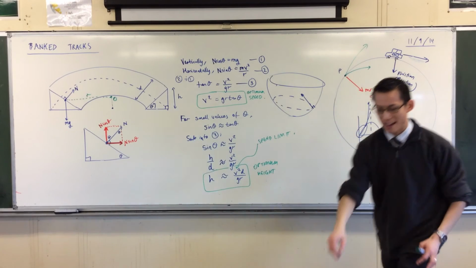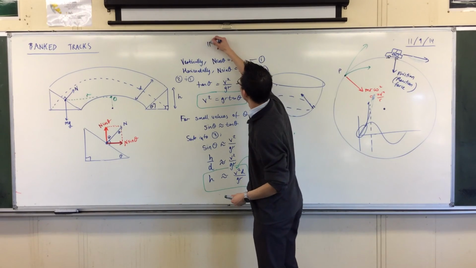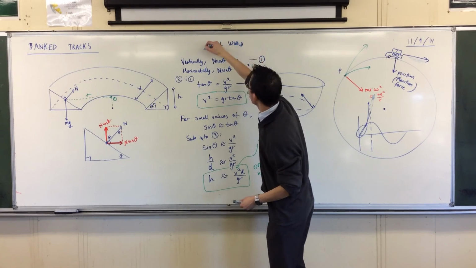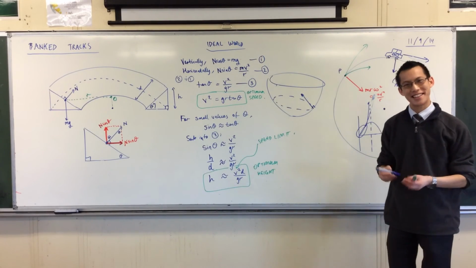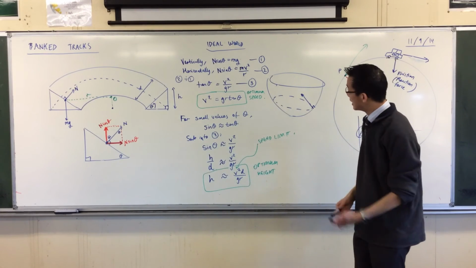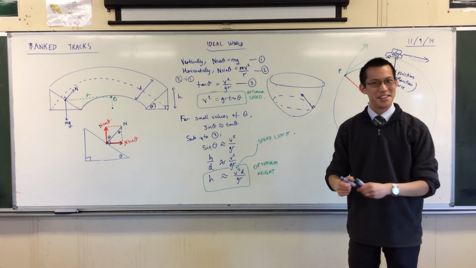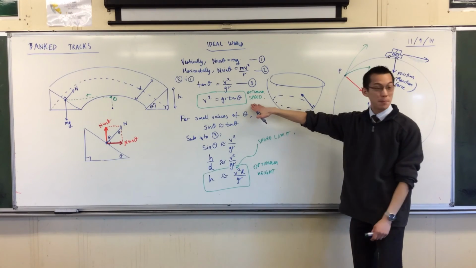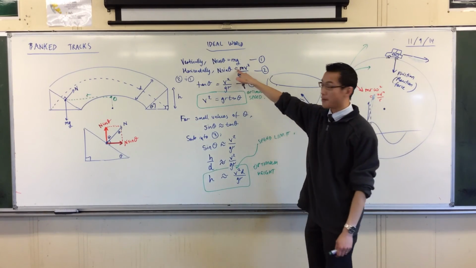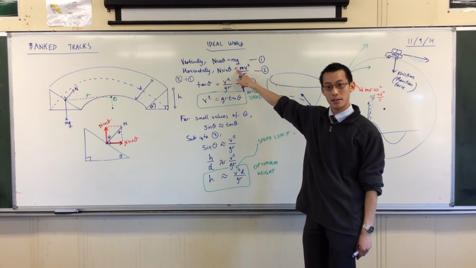So this is all in an ideal world, where everything is optimized and everything is nice and perfect. Optimum speed, optimum height for everything. But we don't live in an ideal world, do we? People take corners at all different speeds. People have cars of all different masses.